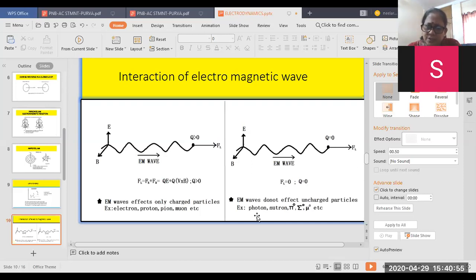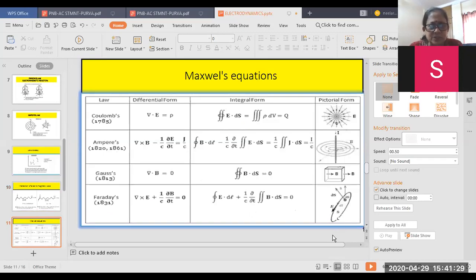Okay, so some examples I have taken: photon, neutron, pion with zero charge, sigma particle with zero charge, muon with zero charge, etc. So they do not get deflected by the electromagnetic wave. To feel the electromagnetic field, what do you require? The carrier is a charged particle. If a charged particle is there, then only you can feel the electromagnetic field. If a charged particle is not there, then you cannot feel the electromagnetic field. So that is the inference of this slide.